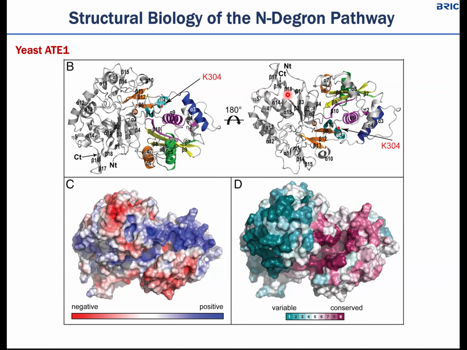In contrast, human ATE1 only shares 32% sequence identity with yeast ATE1, and the two enzymes share only a few common protein substrates, which results in a significant gap in our understanding of the catalytic function, substrate selection, or the molecular interactions that regulate ATE1.